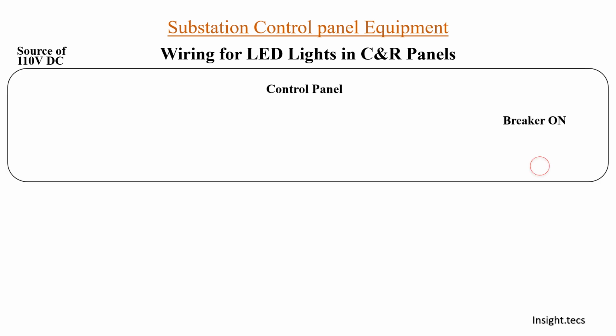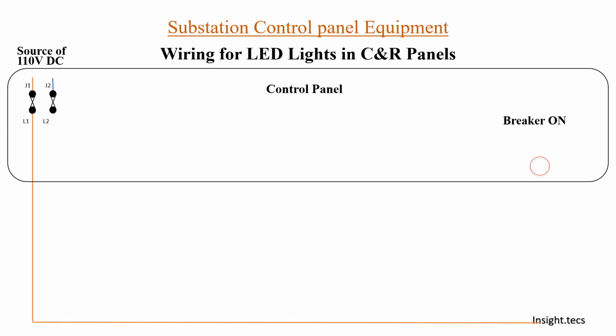Just a quick recap. Say we want to do the wiring for the breaker on indication LED in the control panel. So what we will do is we will have the source of DC. Say our LED is operated on 110 volts DC, so there will be a source of DC inside the panel and they will be given numbers J1 and J2. From that we will provide different fuses, and after the fuse J1 is now known as L1 and J2 will be L2. So L1 is the positive source of DC, and it goes directly into the circuit breaker.